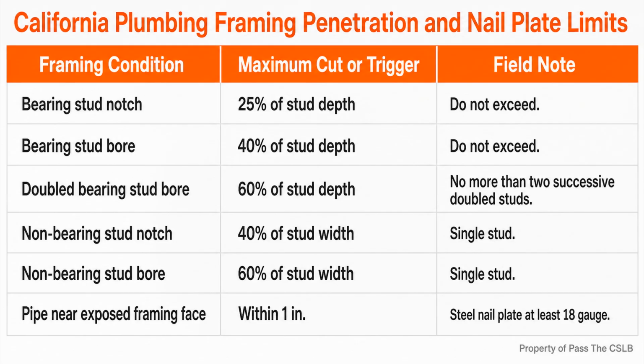Testing is another point where a fast shortcut can create a serious hazard. Plastic DWV piping, including ABS and PVC, must not be tested with compressed air under the California Plumbing Code material in this report. The required approach is hydrostatic testing with water, and the research report identifies a 10-foot head of water for the rough-in test.